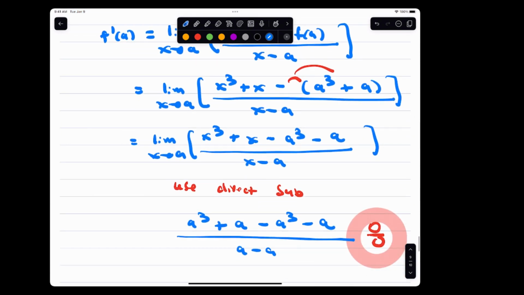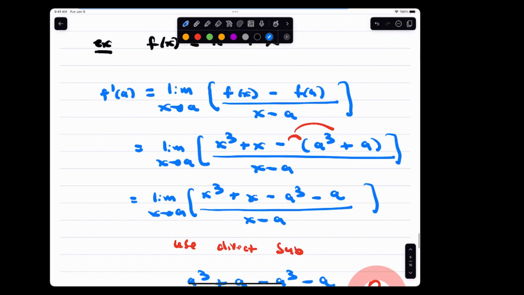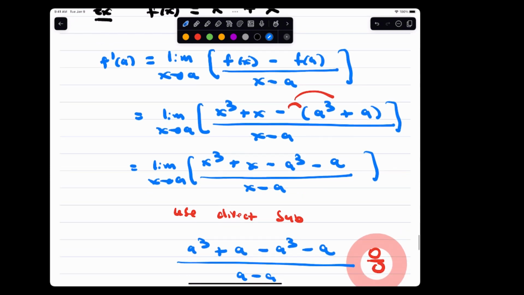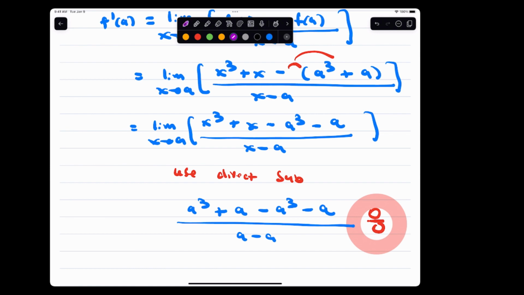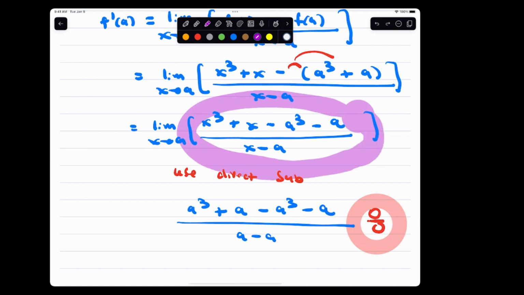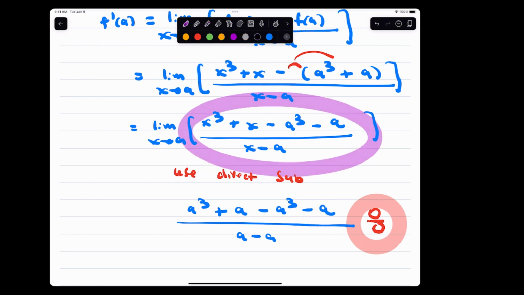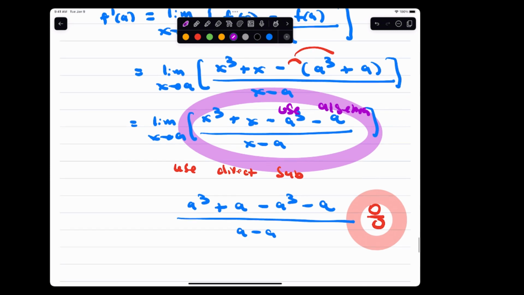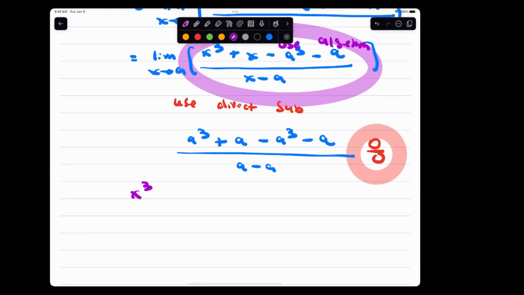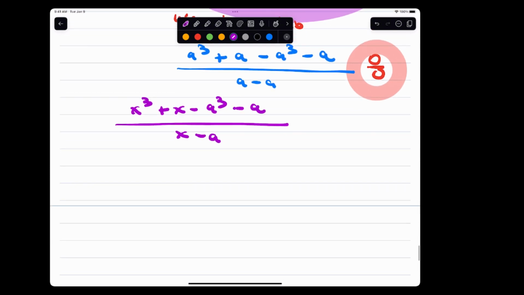It's indeterminate then. All righty, so where are we at here? Okay, so then go back up here. And you say, Mr. Judge, what do I do now with this? Use what again? Algebra. So, x cubed plus x minus a cubed minus a, everything over x minus a. I'm looking at this, and I have to figure out what kind of algebra I use.